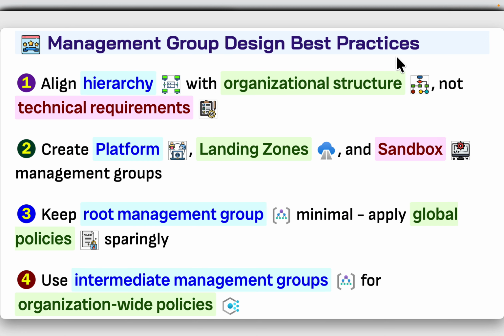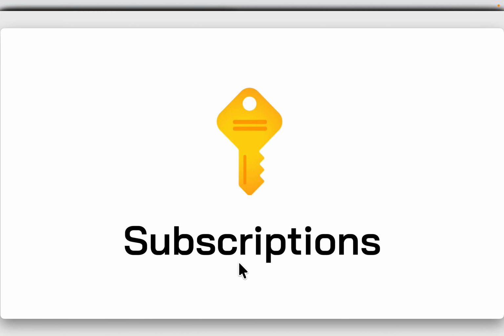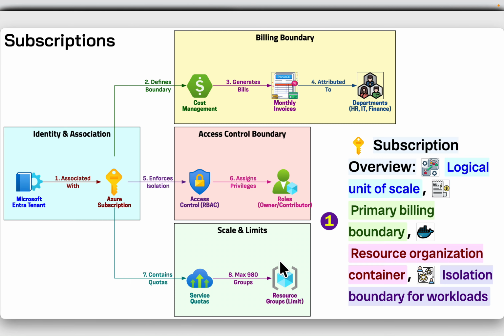Management group design best practices. Align the hierarchy with organizational structure, not technical requirements. You create platform, landing zones and sandbox management groups. You can keep the root management group minimal and apply global policies sparingly. Use intermediate management groups for organization-wide policies.